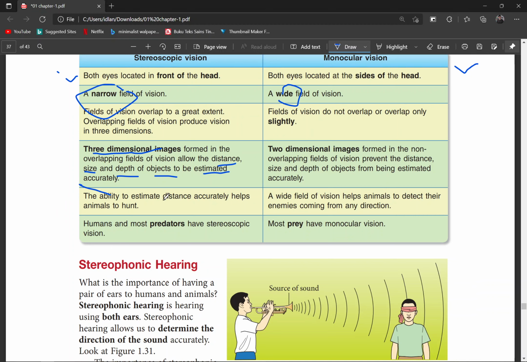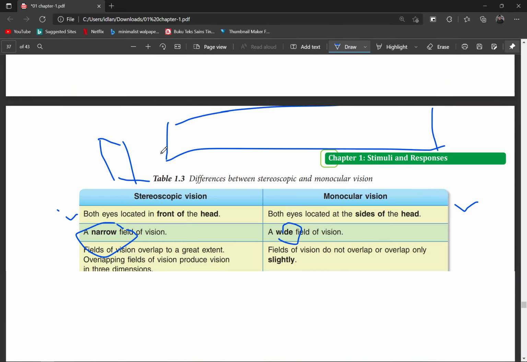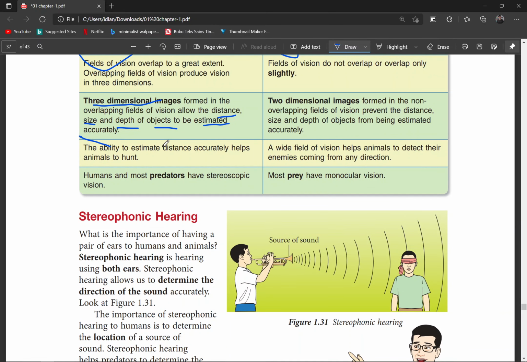The ability to estimate distance accurately helps animals to hunt. Disebabkan ada 3D yang sangat bagus ni, dia boleh memburu binatang dengan lebih senang. Kalau dengan mata macam tu tak boleh, sebab susah nak fokus.